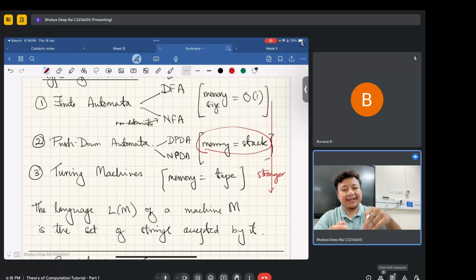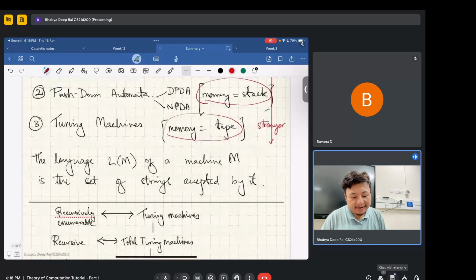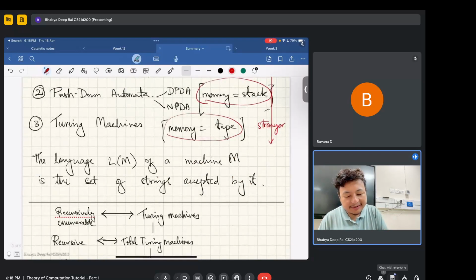I can keep inserting elements from the top and remove only from the top. And next I have a tape where I can insert, delete, do whatever anywhere on the tape. So I'm making the machine stronger and stronger. The idea is that as I make the machine stronger and stronger, I'll be able to decide more and more languages, harder and harder languages. And the language of a machine is the set of strings which is accepted by it.